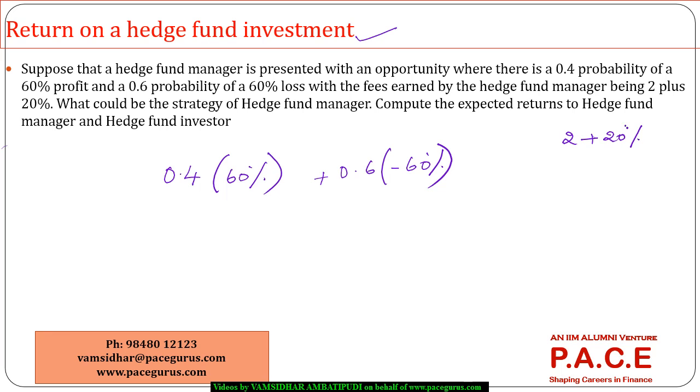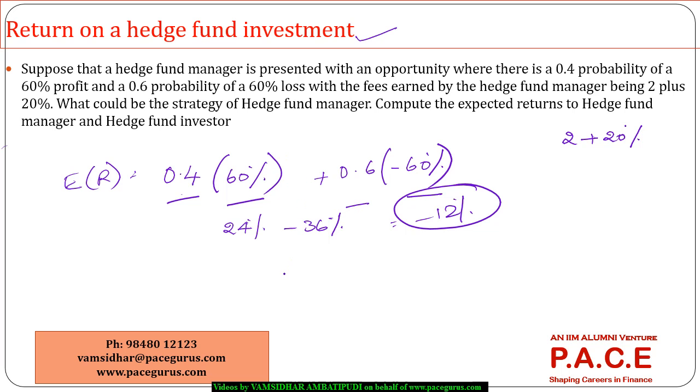Now let's see. If this is the case, and it is not the hedge fund, I would typically look at it like this: the expected return of this fund is 40% times 60% plus 60% times minus 60%. So this results in 24% minus 36%, resulting in a minus 12%. Because the expected return is negative, I would not even consider investing in this particular portfolio. But look at it from the risk-taking perspective of the hedge fund manager.